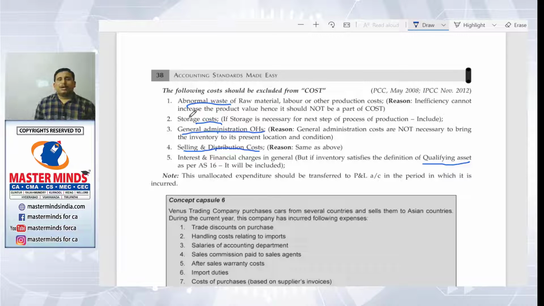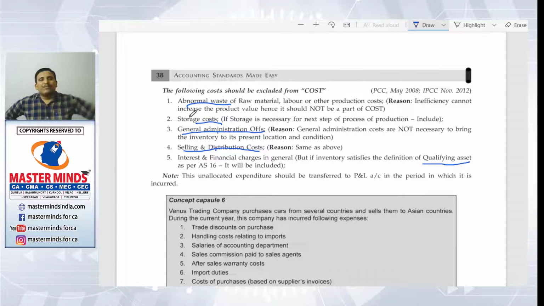So with this, some basic information related to costs is completed. Now we have taken three things. One is cost of purchase, another is conversion cost, another is other cost. When I say cost of purchase, it is material cost. When I say conversion cost, it is labor and overheads, overheads both variable and fixed. The main point is allocation of fixed overheads.